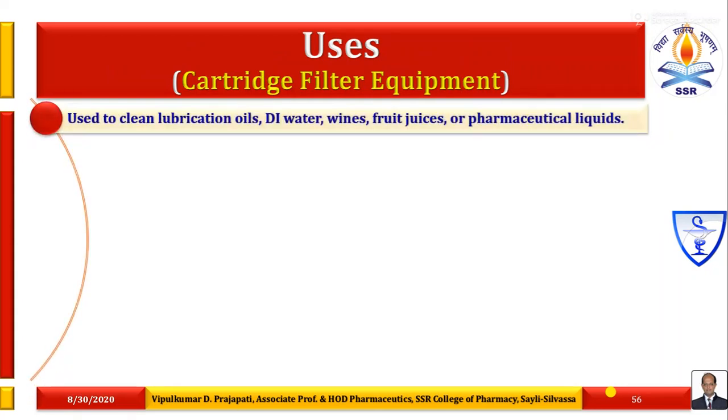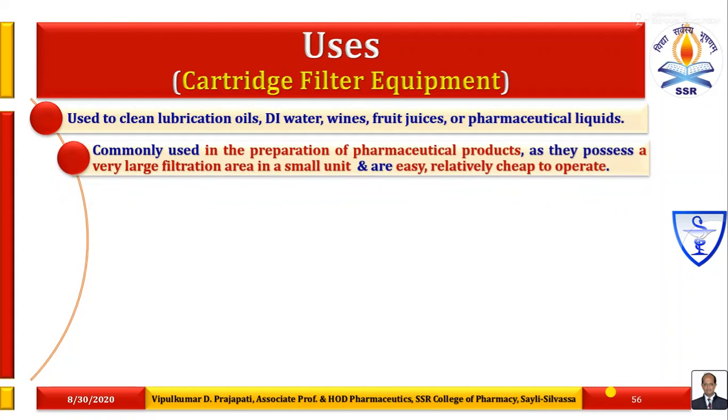First, used to clean lubrication oils, deionized water, wines, for the preparation of wines, fruit juices or pharmaceutical liquid preparations. They are commonly used in the preparation of pharmaceutical products, as they possess a very large filtration area in a small unit and are relatively cheap to operate.